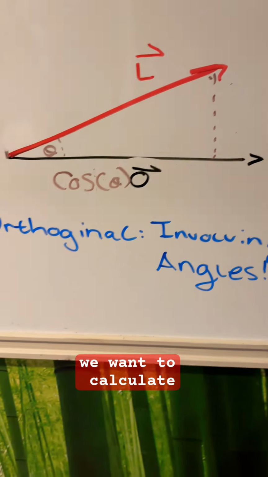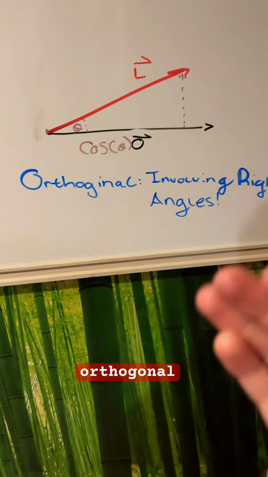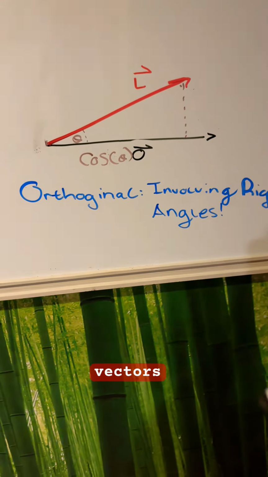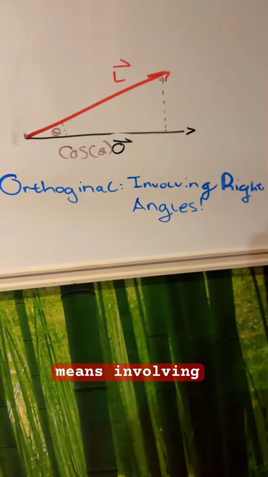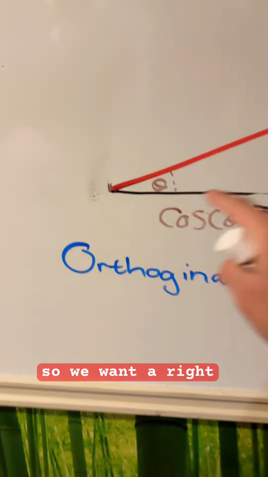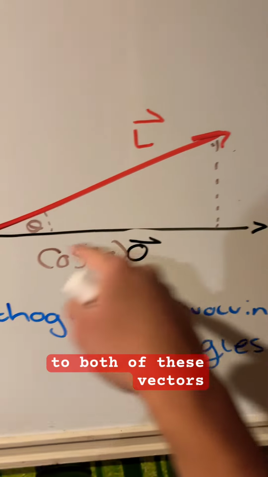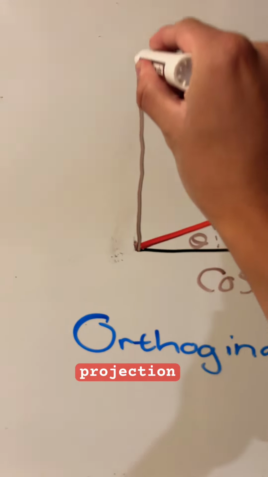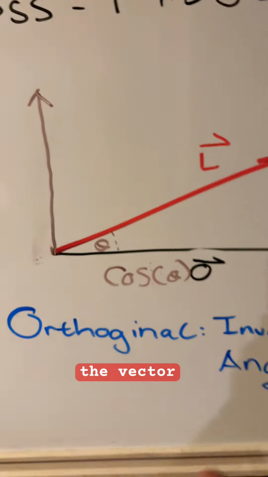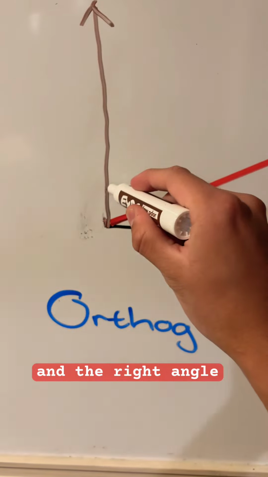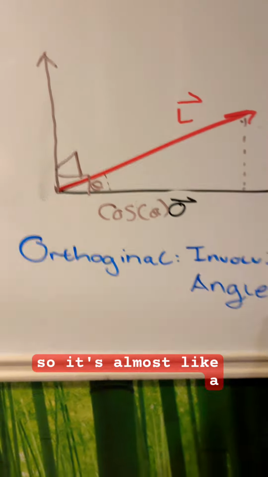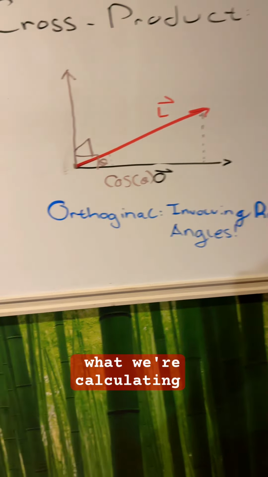However, now we want to calculate something called an orthogonal angle or vector relative to both these vectors. So orthogonal basically means involving right angles. So we want a right angle relative to both of these vectors. So that would end up looking almost like a 3D projection. So imagine the vector going upwards, and the right angle is going to be here, and it's also going to be here. So it's almost like a 3D version. That's basically what we're calculating.